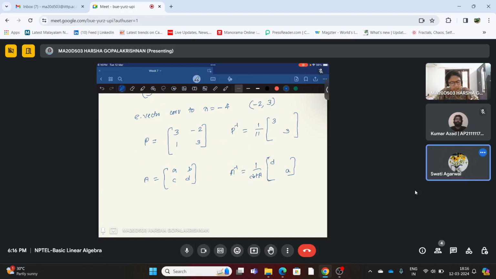See, adjoint means transpose of the cofactor. So minus will go on the right side: minus B and minus C, if we take a transpose.